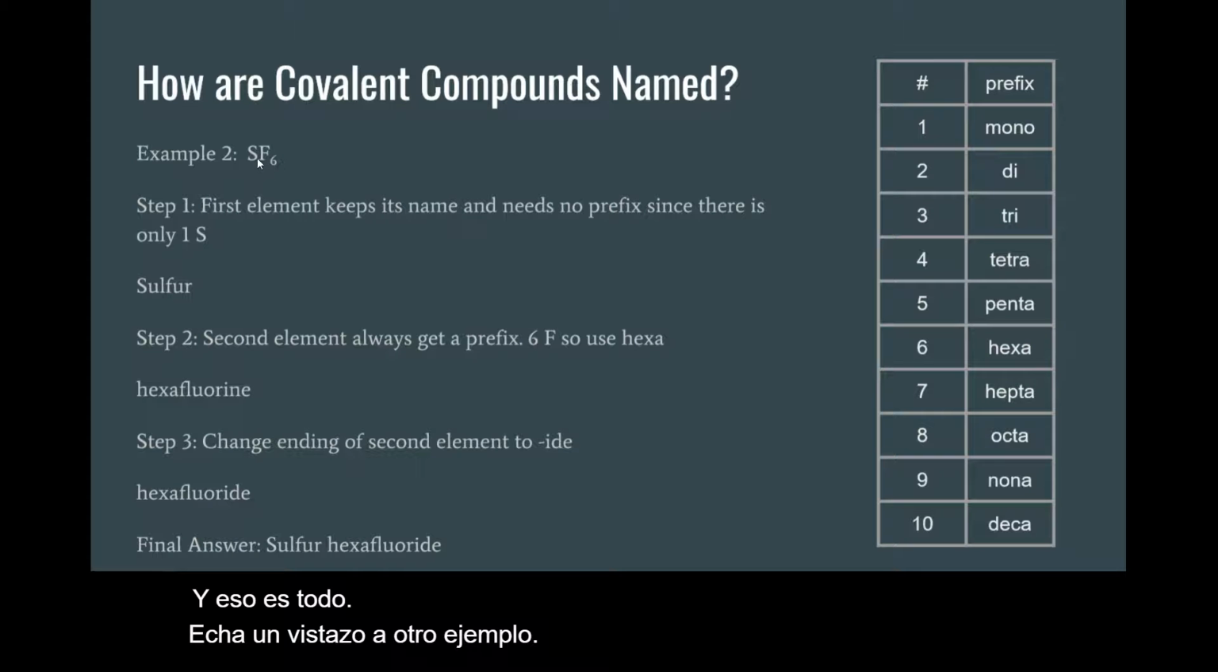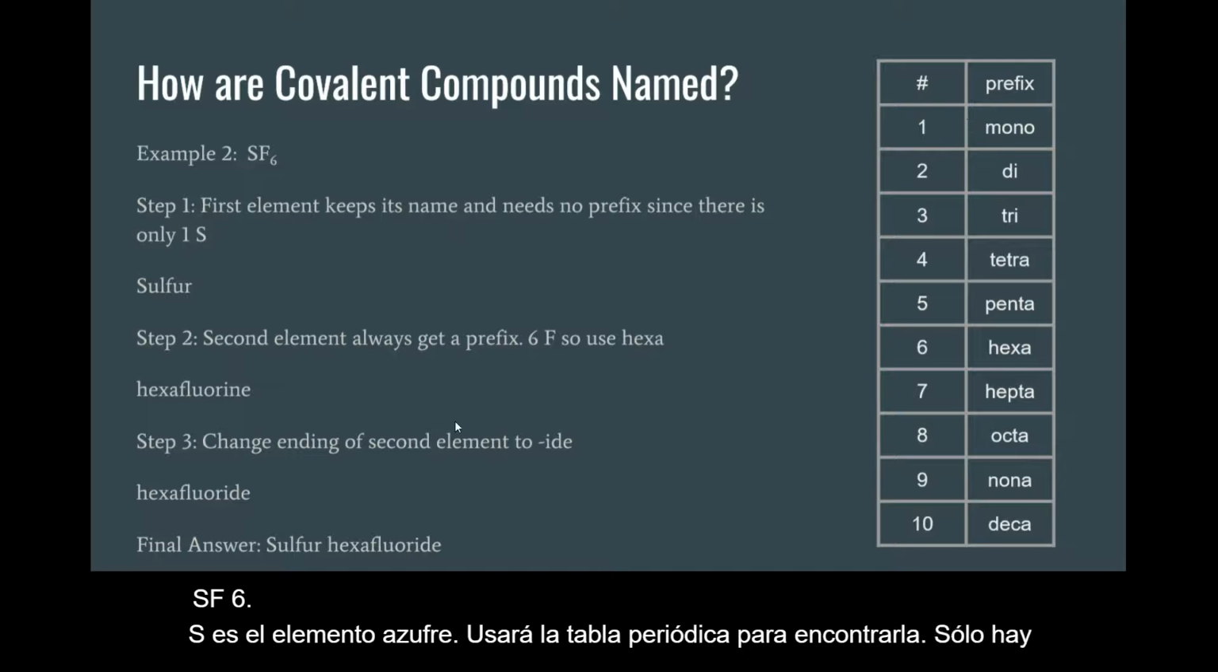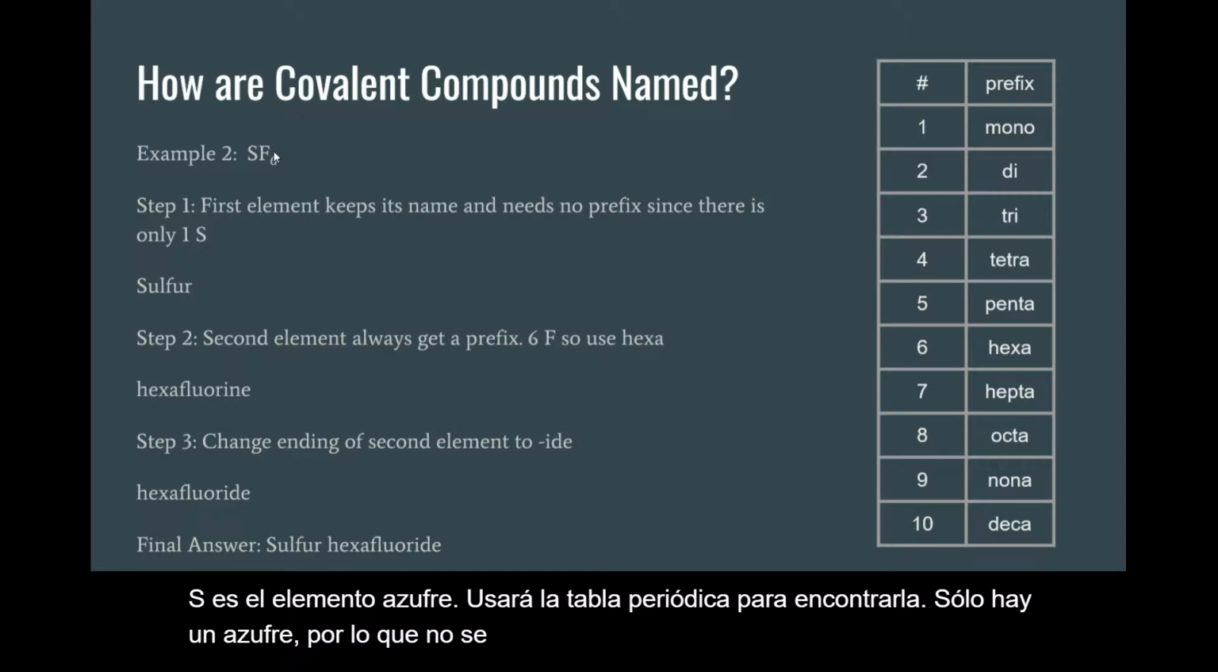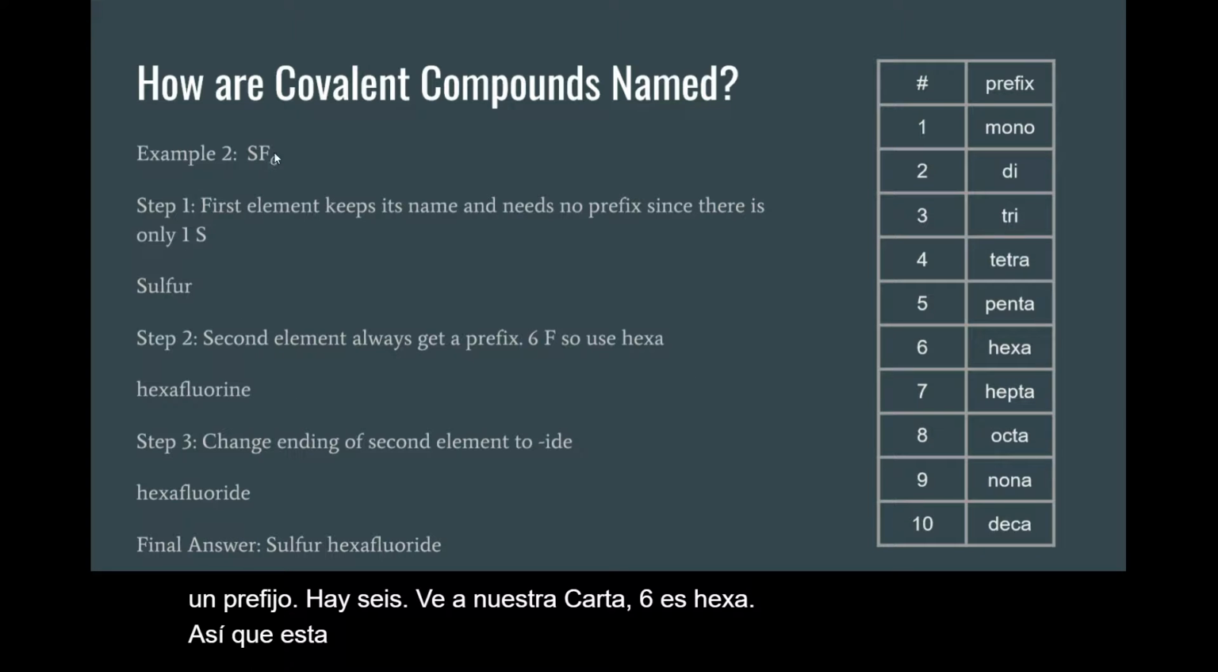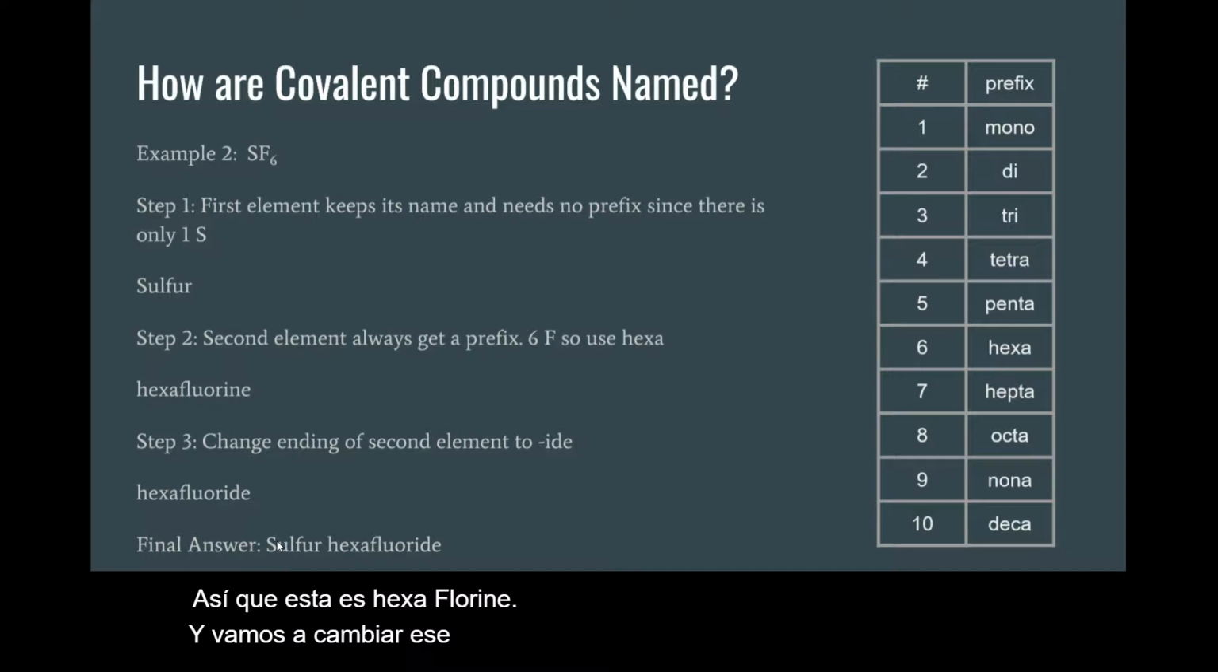SF6. S is the element sulfur. You'll use the periodic table to find it. There's only one sulfur, so no prefix is needed. The second element always gets a prefix. There's 6. Go to our chart. 6 is hexa. So this is hexafluorine. And we're going to change that ending. Fluorine becomes fluoride. So we get sulfur hexafluoride.